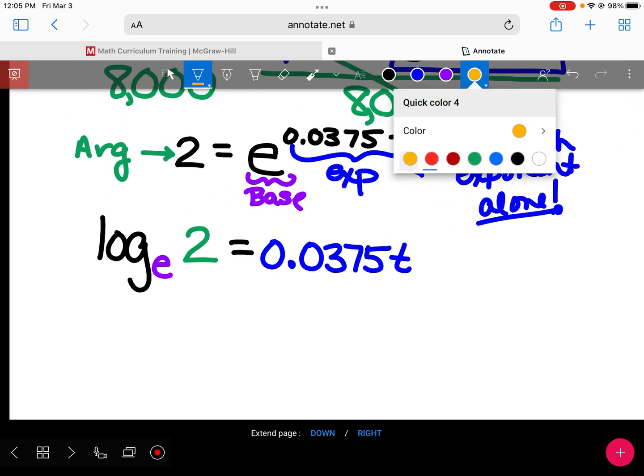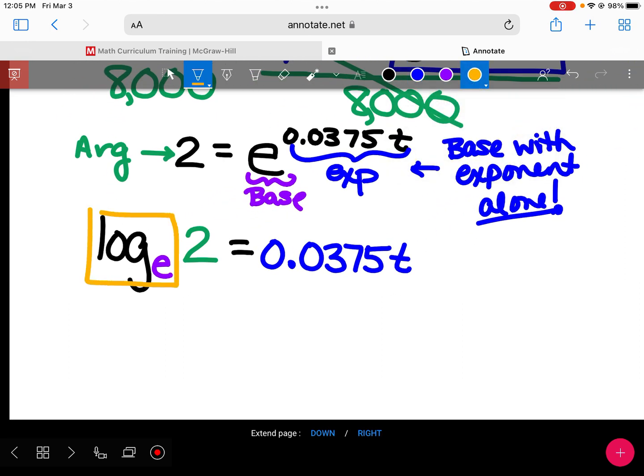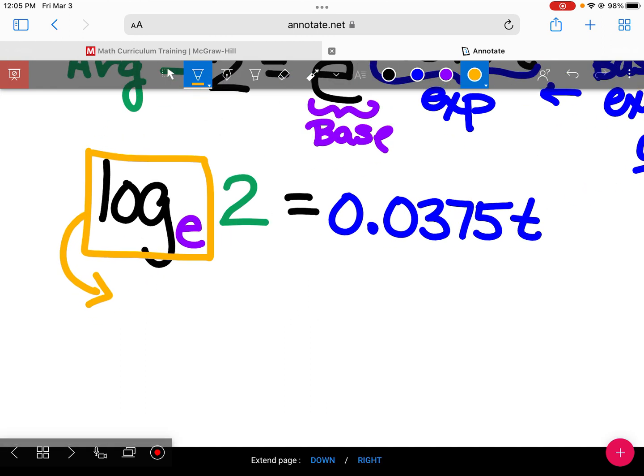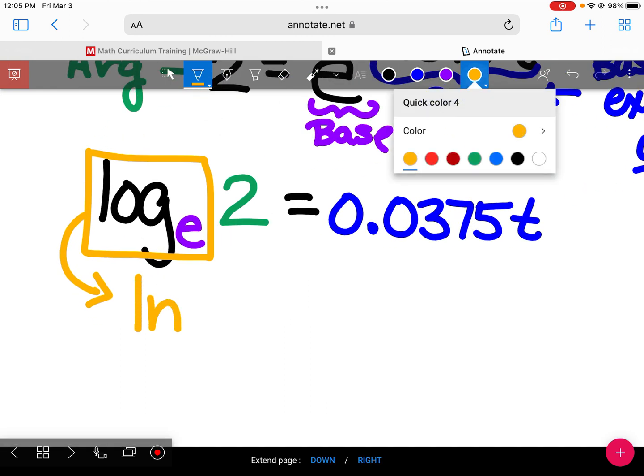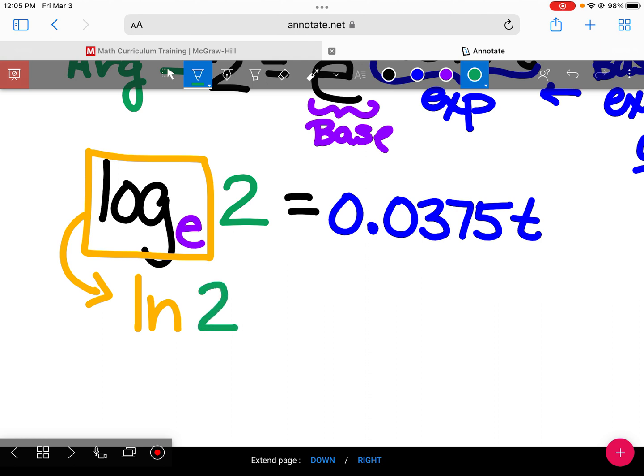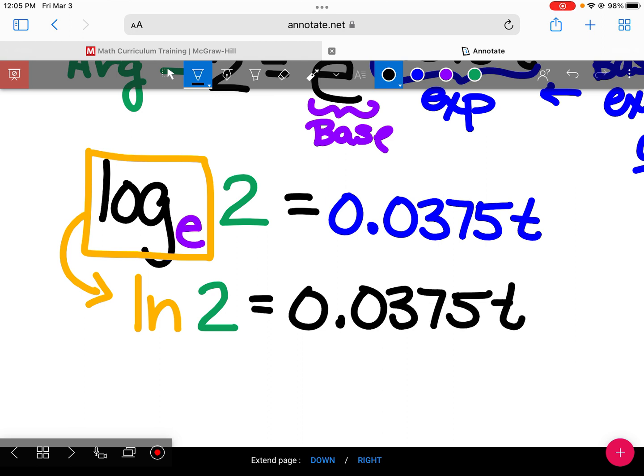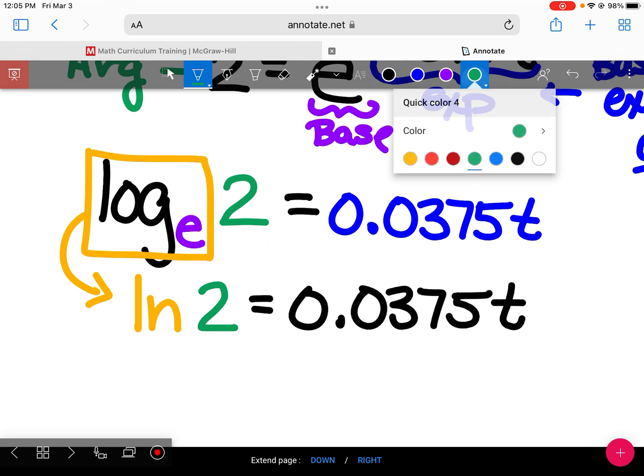Yes, we're going to write it as ln instead of log base e. This is ln of 2 equals 0.0375 t. How do I get t all alone?